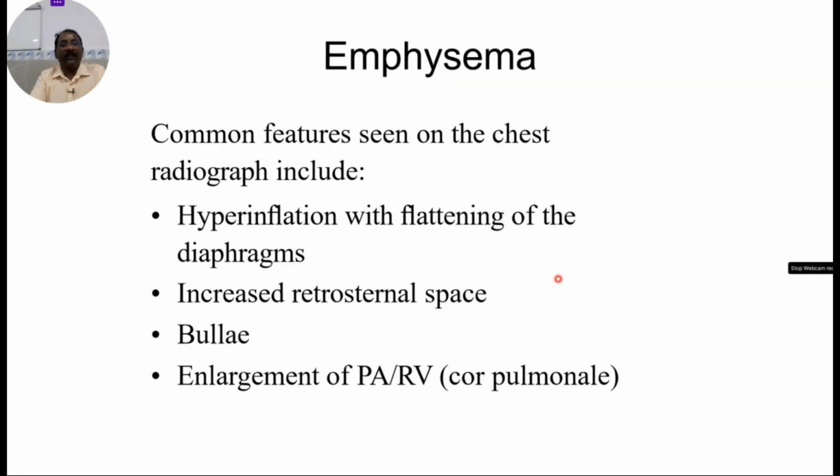Emphysema, common features seen on the chest X-rays: hyperinflation with the flattening of the diaphragms. So elongated lungs, tubular heart. These two are very common in our emphysema picture. So hyperinflation with the flattening of the diaphragms, increased retrosternal space, bullae, and enlargement of the pulmonary artery or the right ventricle. So that is cor pulmonale.